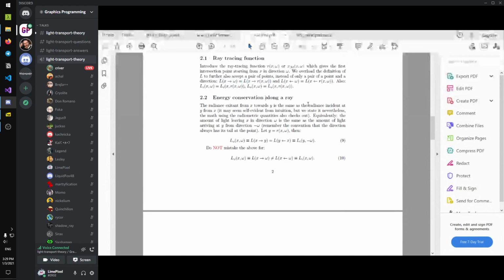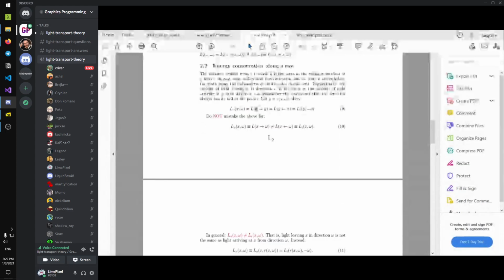So if you have a point x on a surface and you shoot a ray in direction omega, then the radiance leaving x in direction omega is the same as the radiance arriving at whatever you intersected at the other side, some point y, from direction x. So the energy leaving x in direction y is the energy that arrives at y from direction x. I think this is pretty self-evident, but it's stated just so it's clear.